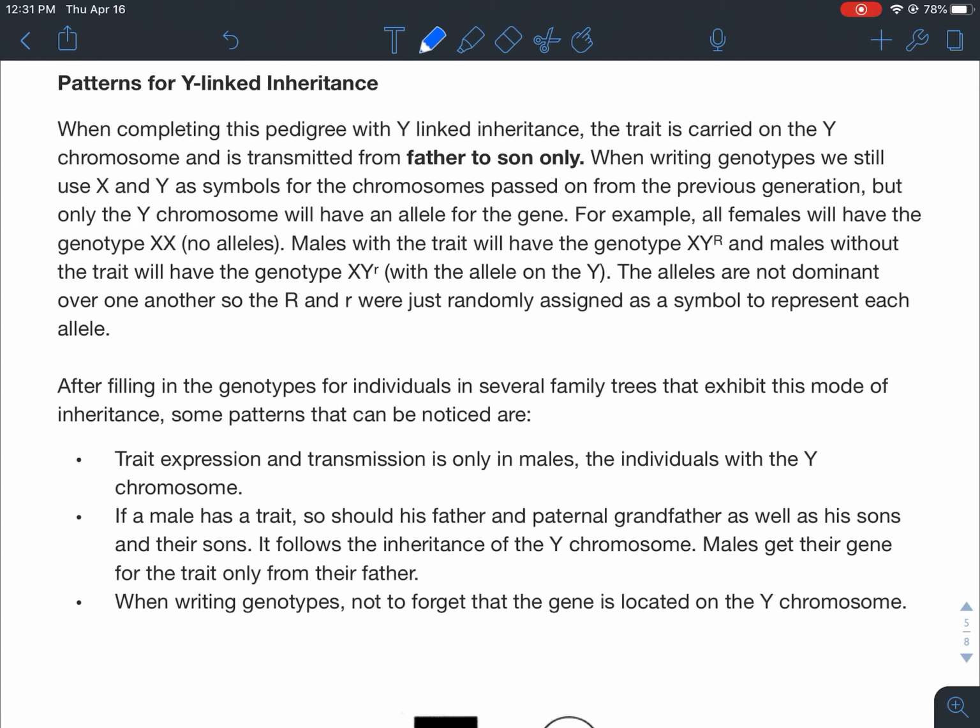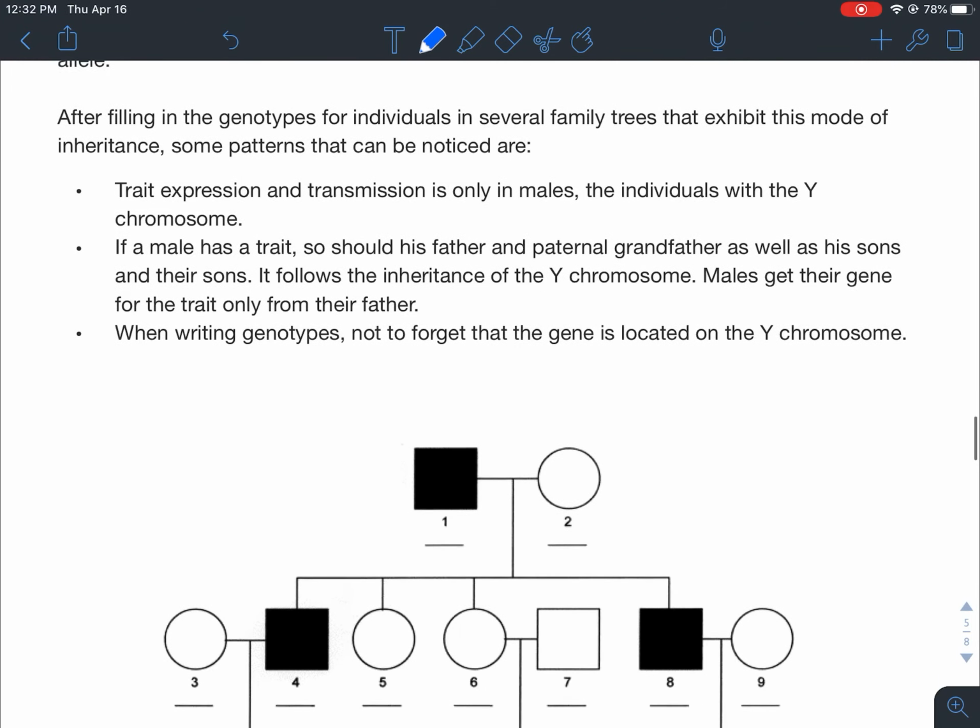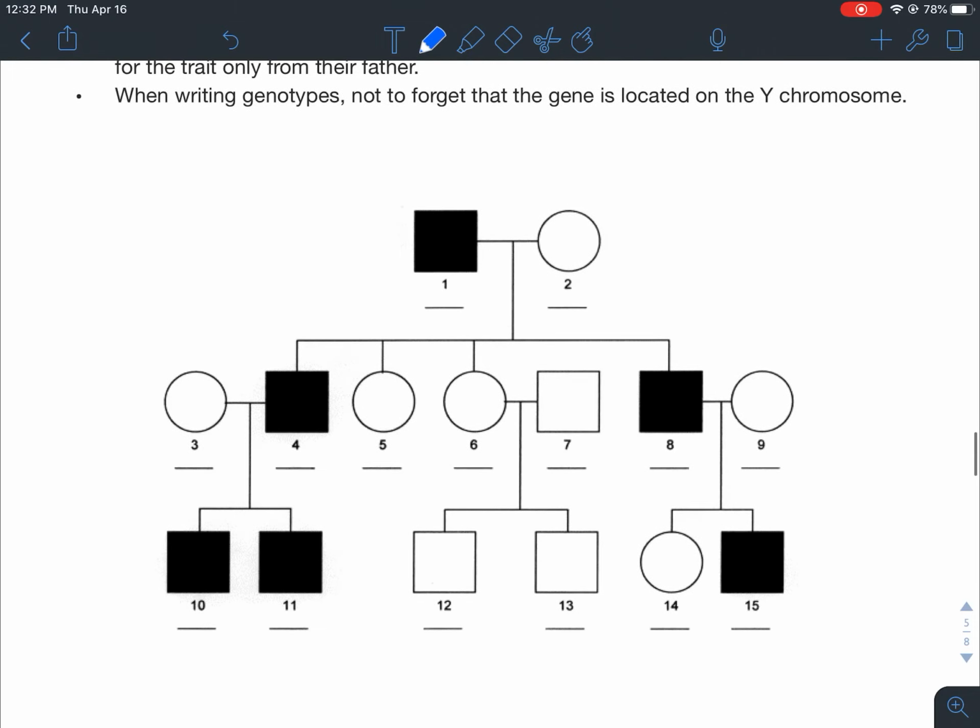There are several other examples, but most of them have not been proven 100% to be caused by just inheritance on the Y allele. So we'll stick with hairy ears in our examples here. If a male has the trait, so if, for example, a son has the trait, then that must mean his dad had the trait, and because his dad had the trait, his grandfather must have had the trait, and the great-grandfather and great-great-grandfather. So until they find out where that mutation occurred, you could go back generations and generations of males and actually look at that trait in the family, which is kind of cool. And when writing genotypes, don't forget the gene is located on the Y chromosome.